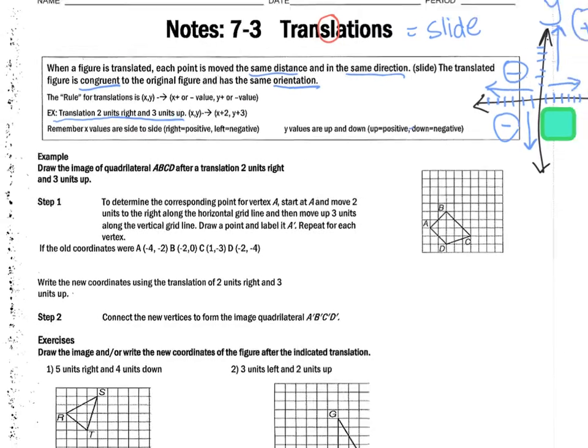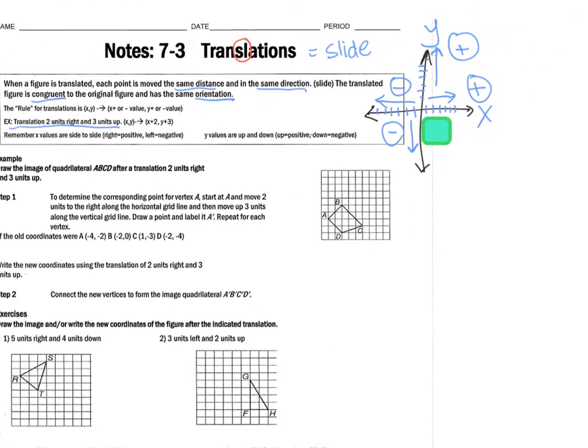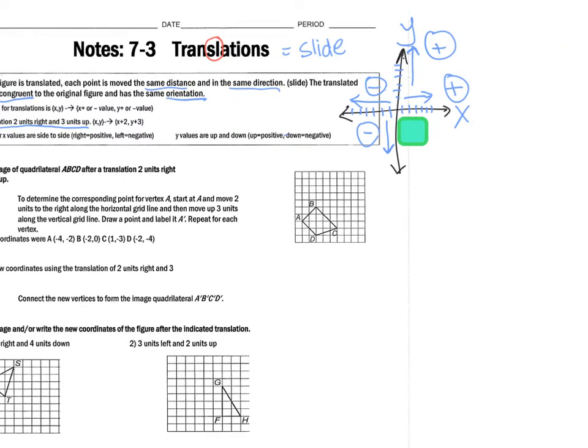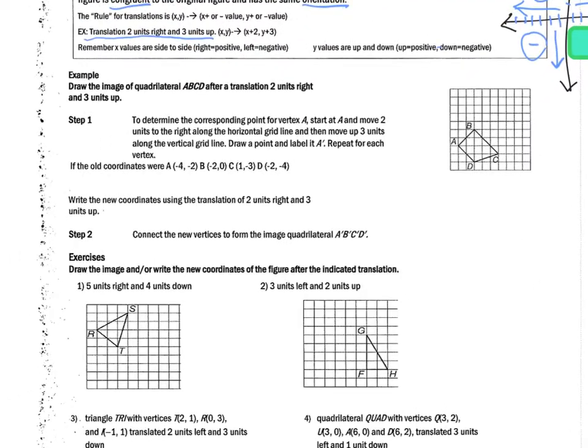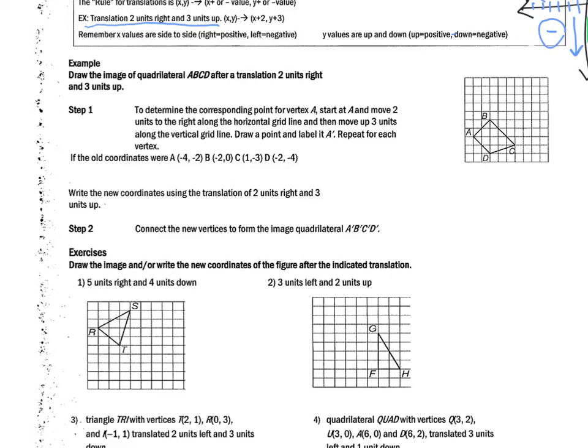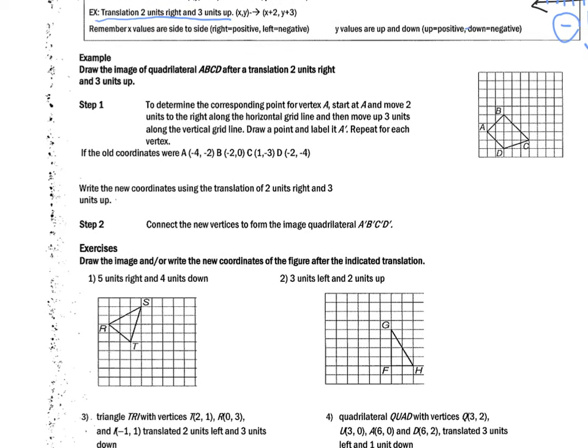Remember, x values are side to side, right positive, left negative, and y values are up and down. So up is positive, down is negative. So the example: draw the image of the quadrilateral ABCD after a translation 2 units right and 3 units up.